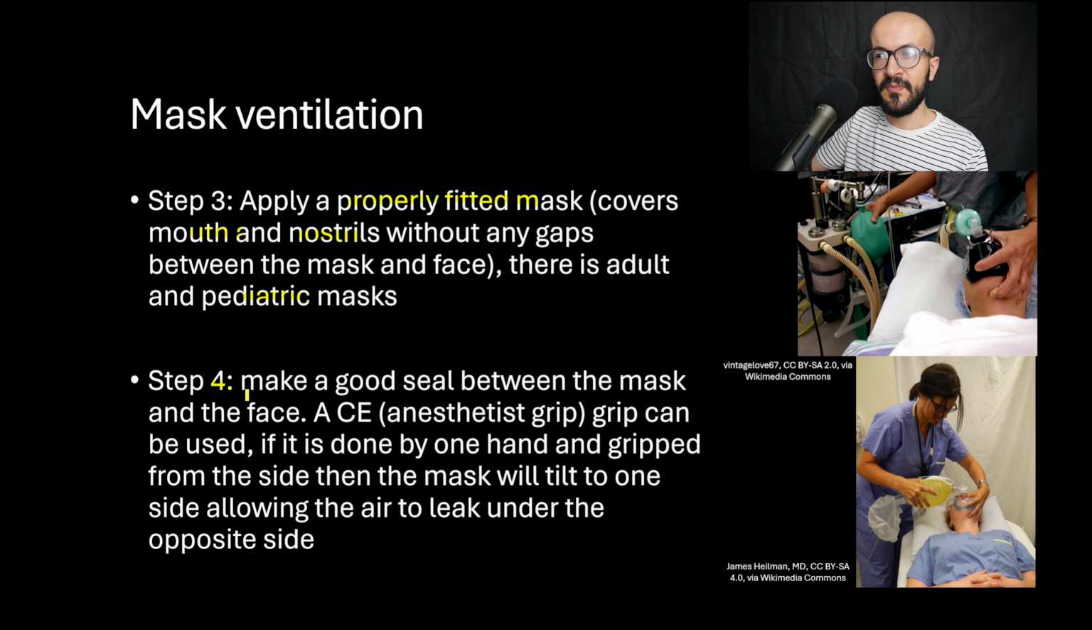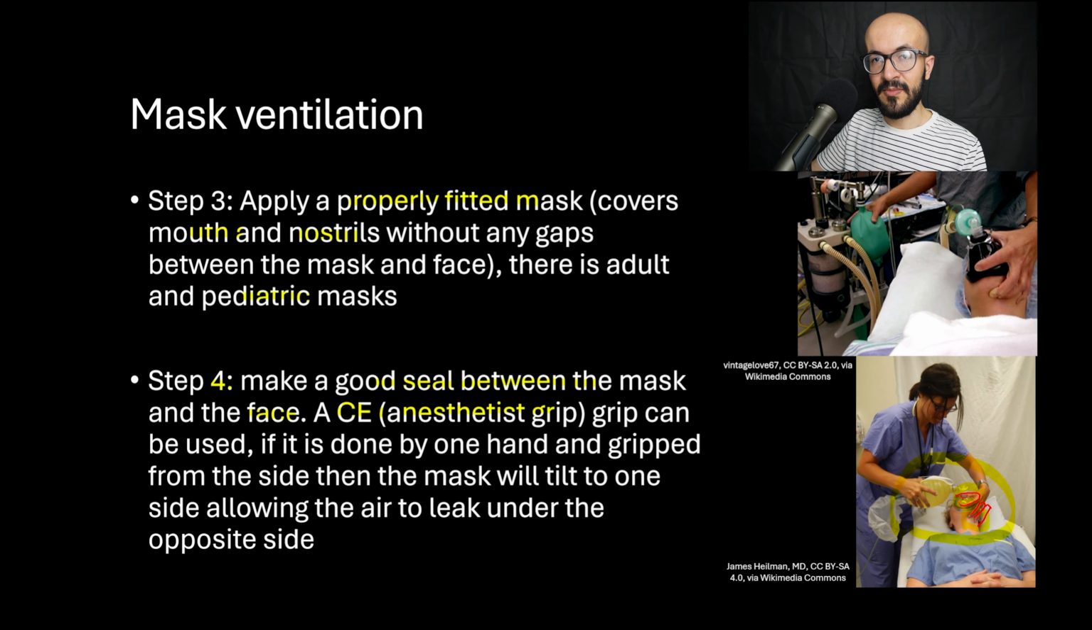Now, in step 4, you make a good seal between the mask and the face, and there are many grips that you can use to hold the mask. One of these is the CE grip, which is called the anesthetist grip, and this grip is explained in this picture here. You hold the mask with the thumb and the index finger like that, and you lift the jaw of the patient with the other 3 fingers here. It's a CE grip because your thumb and index finger make the letter C, and then your other 3 fingers make the letter E, like that.